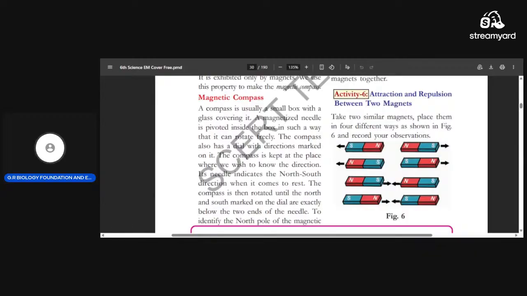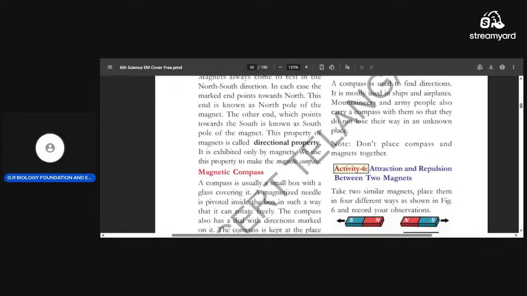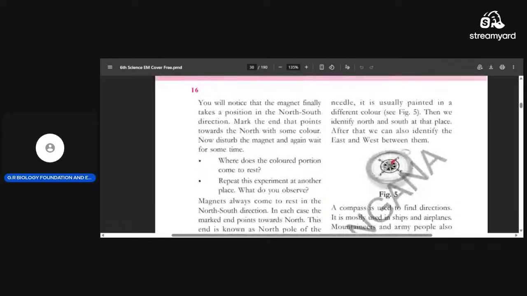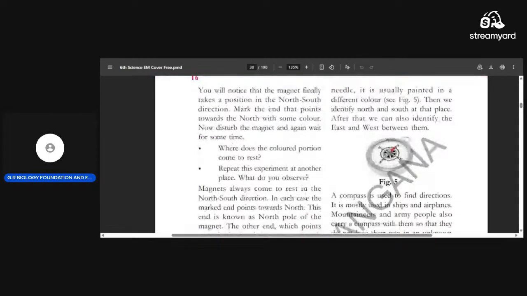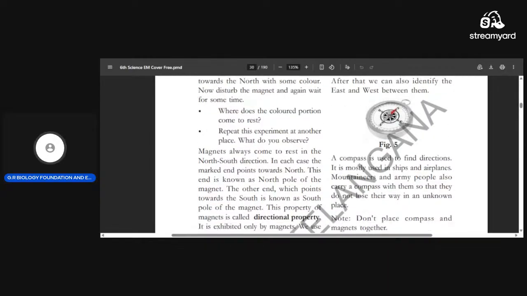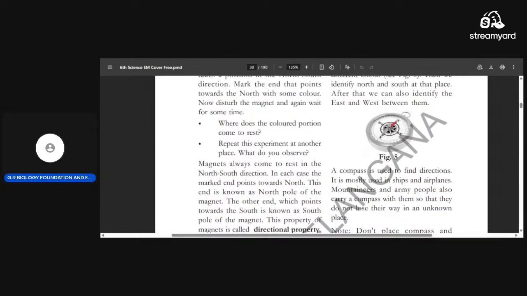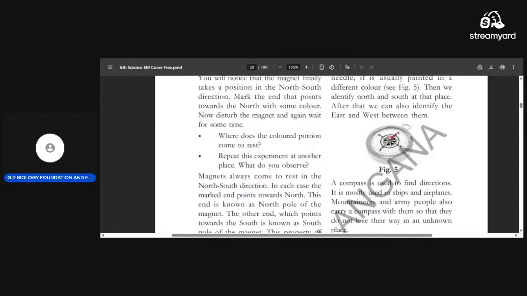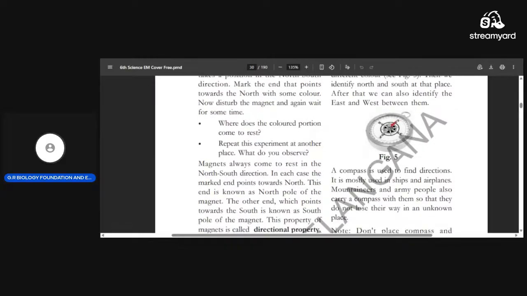To identify the north pole of the magnet, we will add some color. The needle is usually painted in a different color. Then we identify north and south at the place. After that, we can also identify the east-west direction. If you know the north-south, we will know the east-west direction. So this is a magnetic compass.